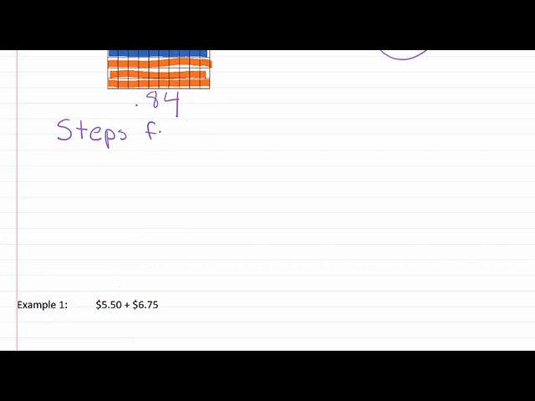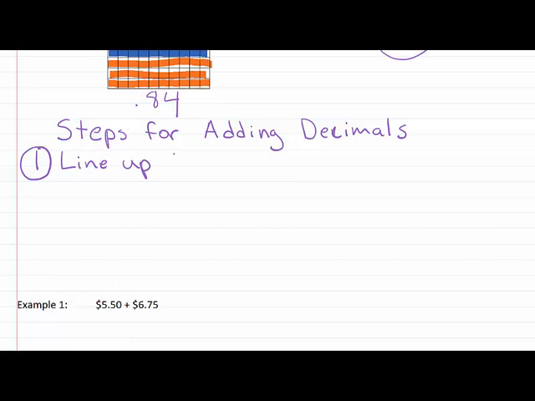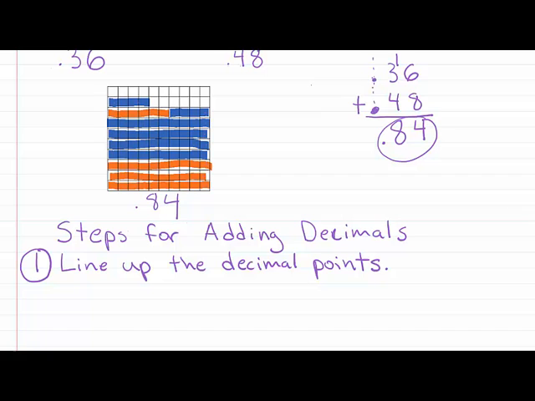So here we have steps for adding decimals. Okay, so number 1, like we saw in the last problem, is we want to line up the decimal points. So we're making sure that our decimals are right on top of each other.